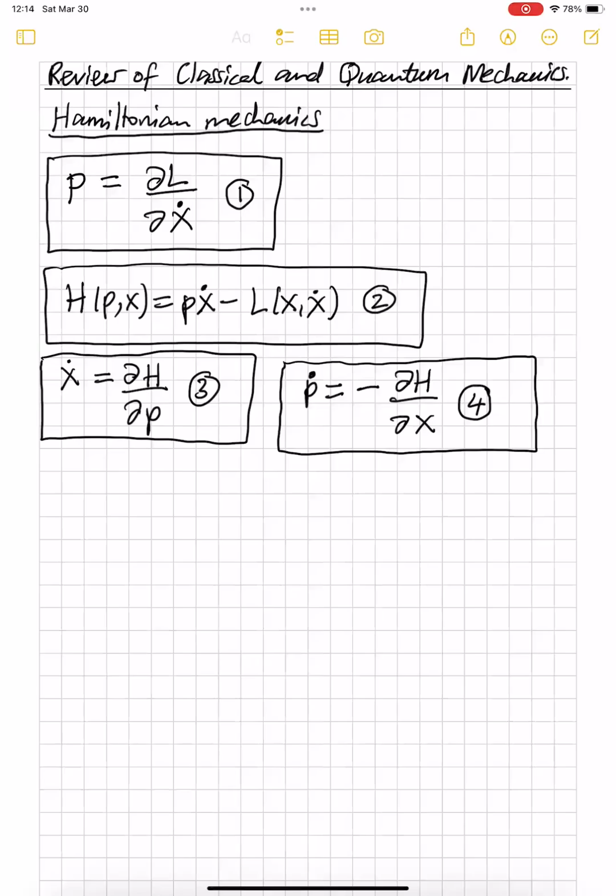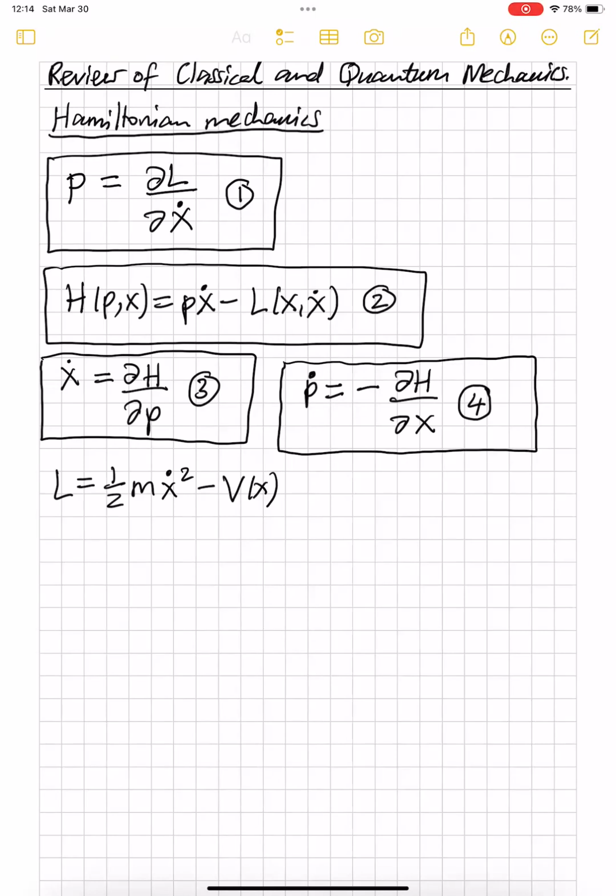Okay, so the first thing that we would like to do is check that the Hamiltonian formulation of mechanics agrees with what we had from the Lagrangian. Remember, we were studying a particle moving in a potential, and for that problem the Lagrangian is just given by 1/2 m x dot squared minus V of x. So that was the Lagrangian.